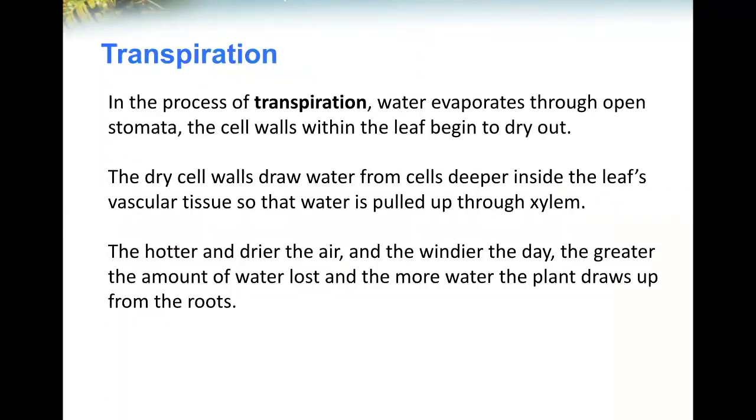In the process of transpiration, water evaporates through the open stomata. The cell walls within the leaf begin to dry out. The dry cell walls draw water from the cells deeper inside the leaf's vascular tissue so that the water is pulled up through the xylem. The hotter and drier the air and the windier the day, the greater the amount of water loss and the more water the plant draws up from the roots.